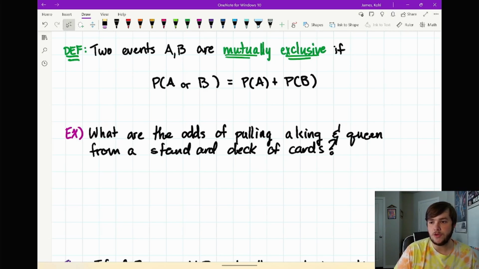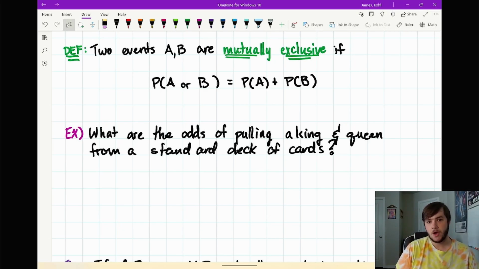Two events are mutually exclusive if the probability of one of them happening has nothing to do with the other. Or, in other words, the probability of A or B happening is equal to the probability of A happening plus the probability of B happening.